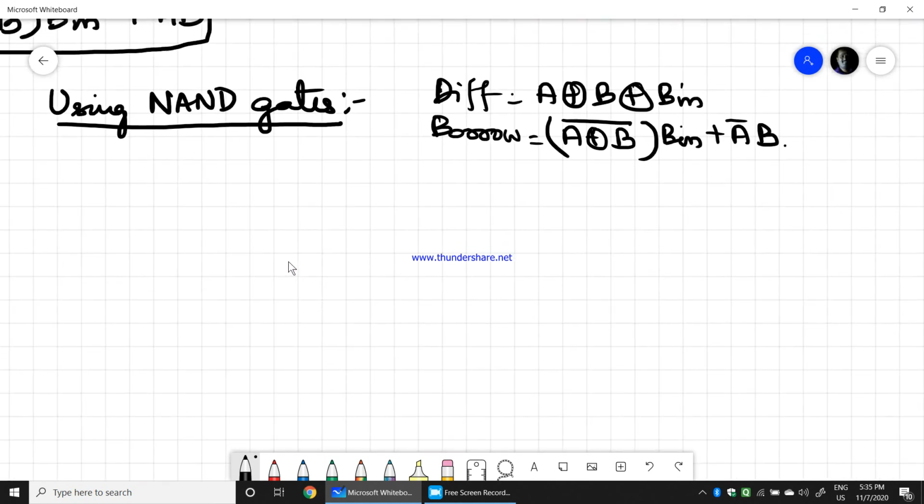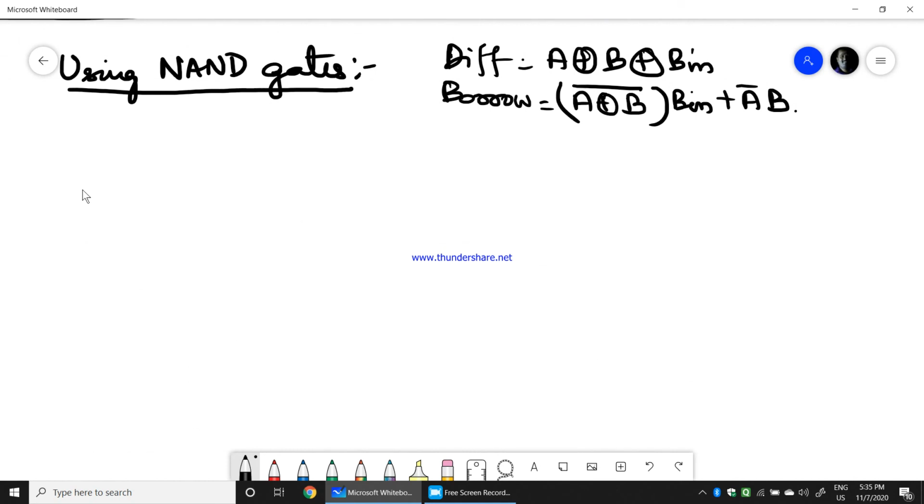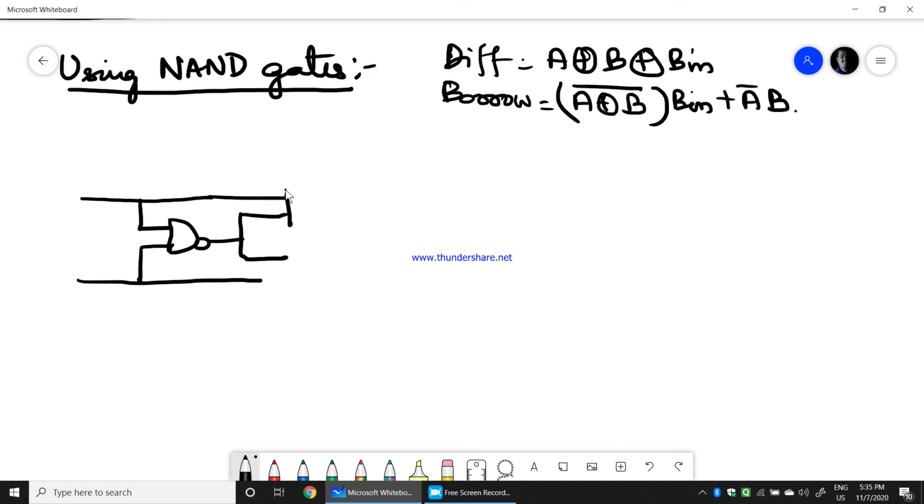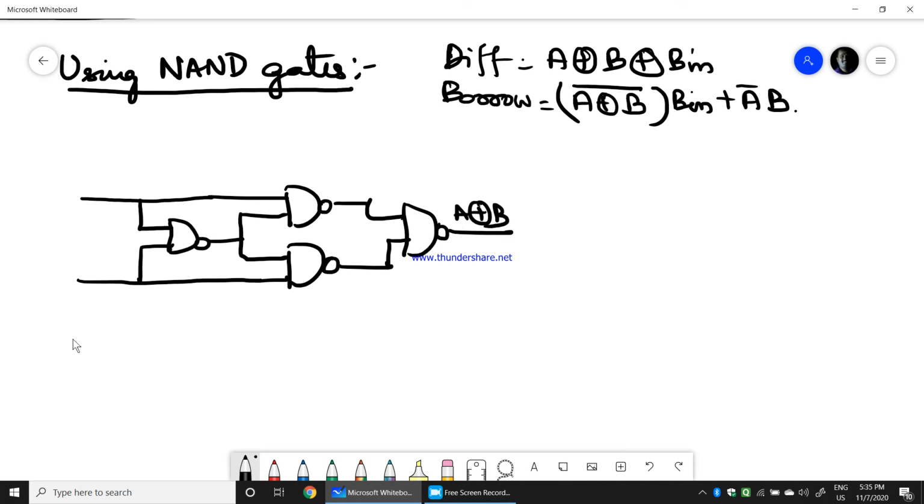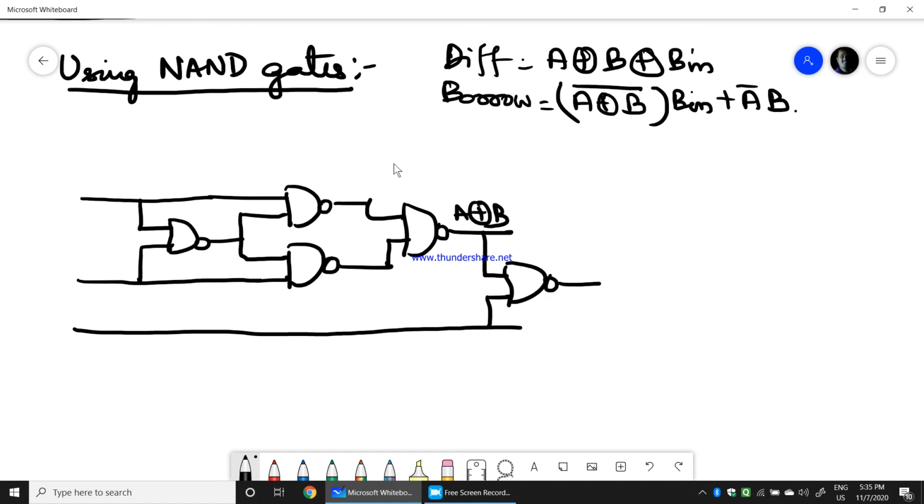So the difference is the same as the sum we got in the full adder, so the same diagram repeats. We get A XOR B, and we take B in with this. We repeat the same diagram again with B in and A XOR B as the other input, and I get A XOR B XOR B in.